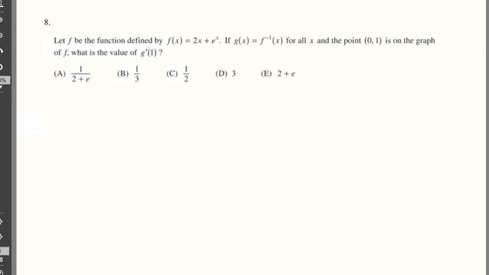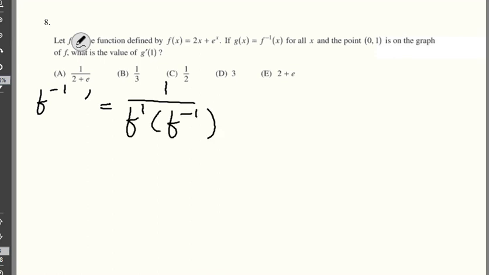Okay, here we got one more. We've got 2x plus e to the x. G is the inverse function again. What is f inverse's derivative at x equals 1? Well, first I'm going to need to find f inverse of 1. F inverse prime is 1 over f prime of f inverse. First thing, what's f inverse of 1? I don't know.